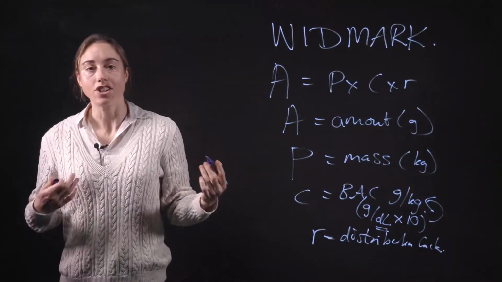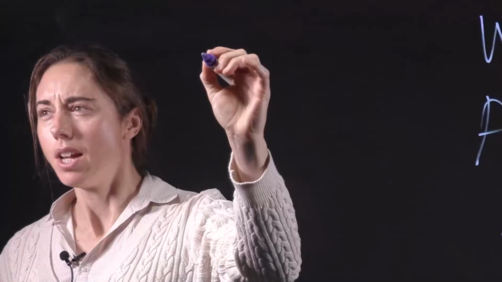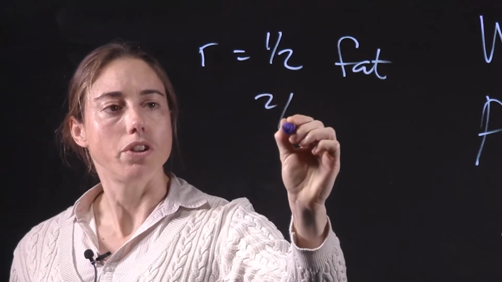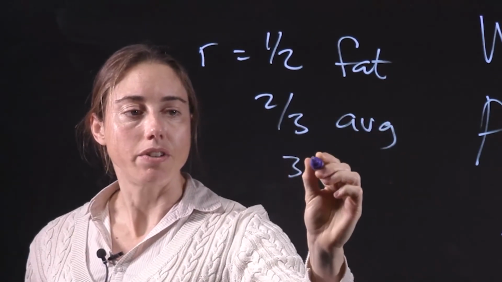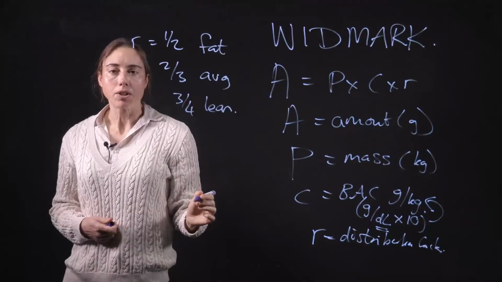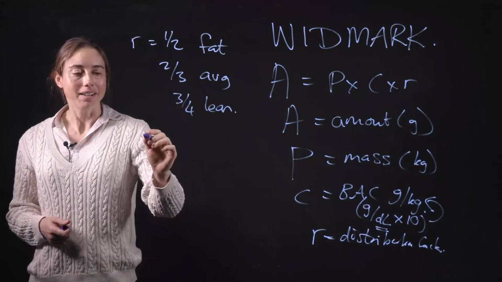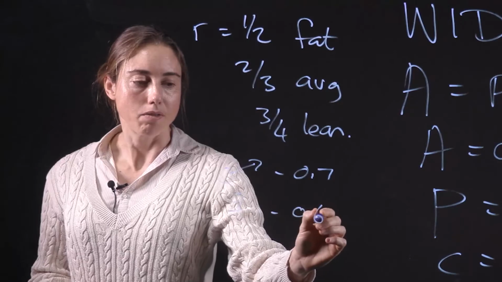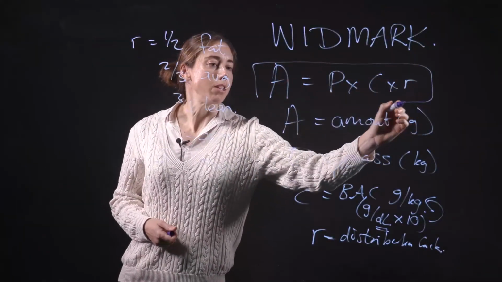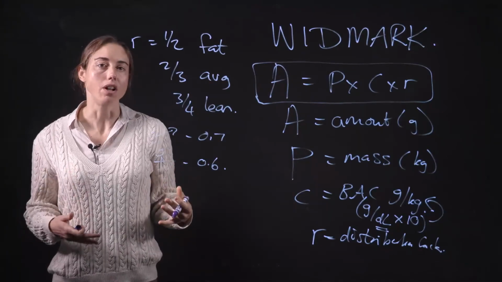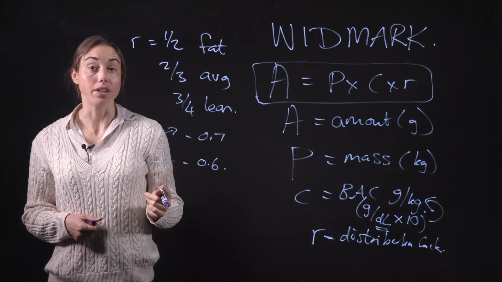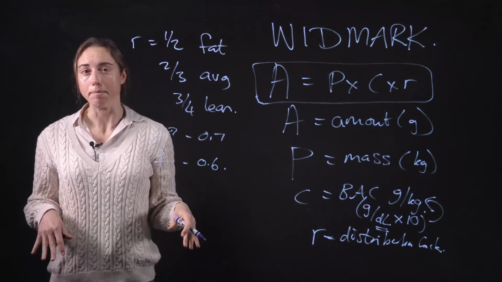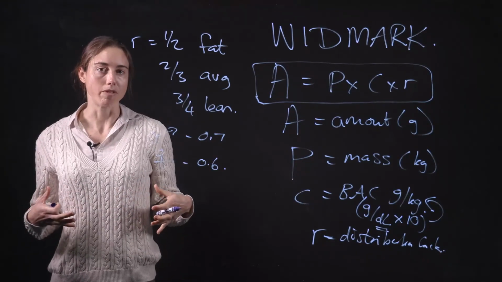So because we cannot actually measure the R value for different individuals, we use an R value of 1/2 for a fat person, 2/3 for an average person, and 3/4 for a lean person. Then because women are usually fatter than men, we can use an R value of 0.7 for men or an R value of 0.6 for women. The Widmark formula can also be used then to back calculate the amount of alcohol that the person must have consumed if we consider that 1 unit is 8 grams of alcohol. But that doesn't consider the amount of alcohol that's already been eliminated or that's been drunk but not yet absorbed from the stomach or GIT.